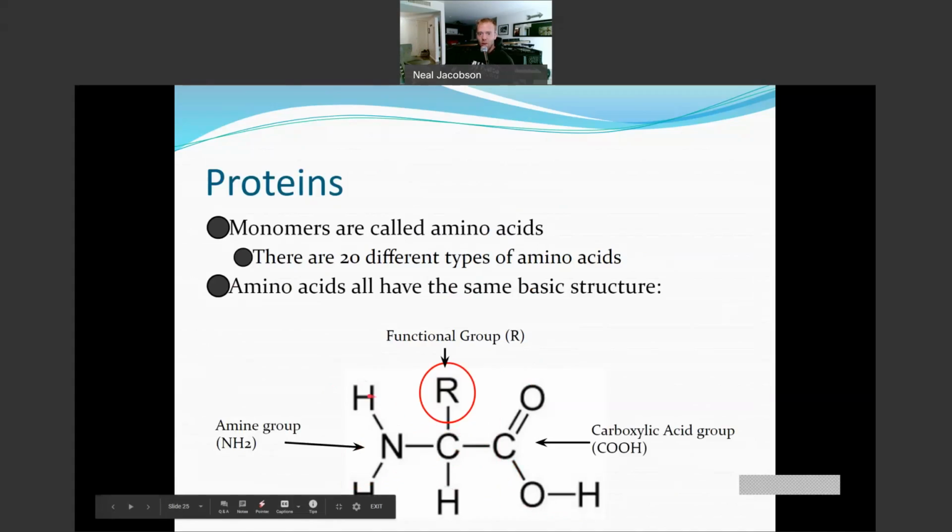Anyways, you've got an amine group over here, carboxylic group over here, and then this functional group here, right? So the central carbon is bonded to two functional groups that are always going to be on that central carbon for every amino acid monomer. But then every amino acid monomer is going to have an additional functional group that gives it its identity. So you can think about this structure down here, everything except for the R, as sort of like the shell, or the frame of a car. And then the R is like everything that goes into the frame of the car.